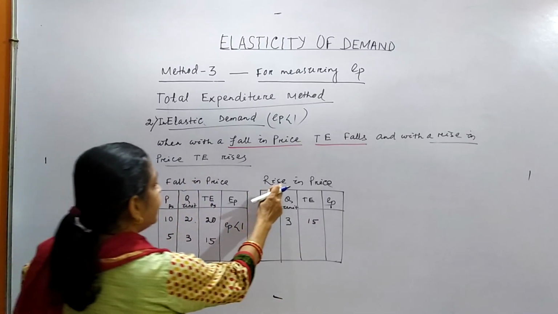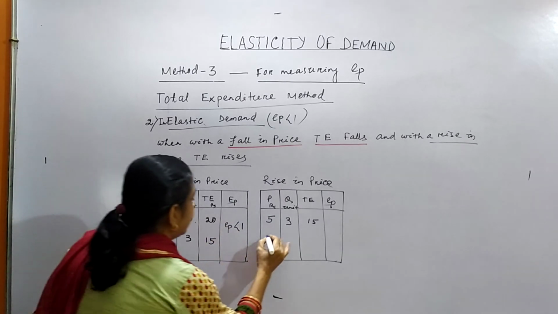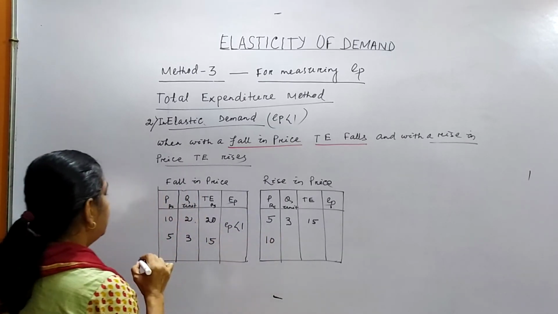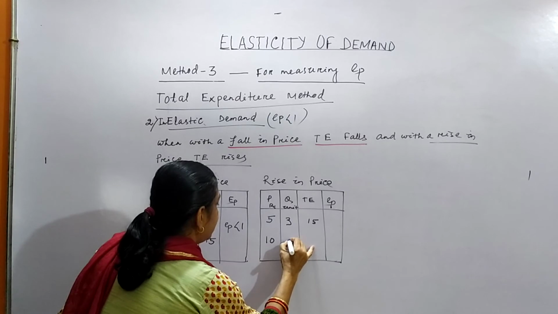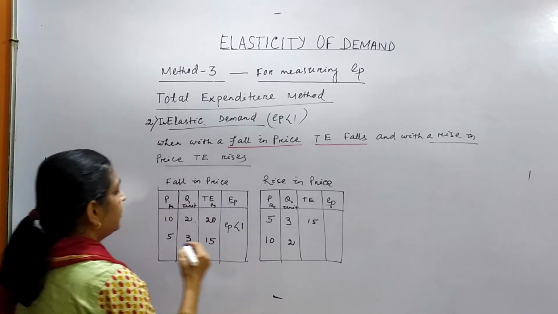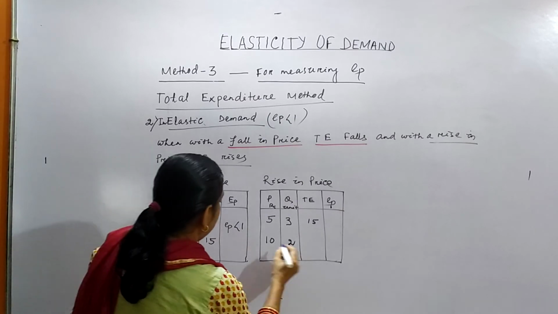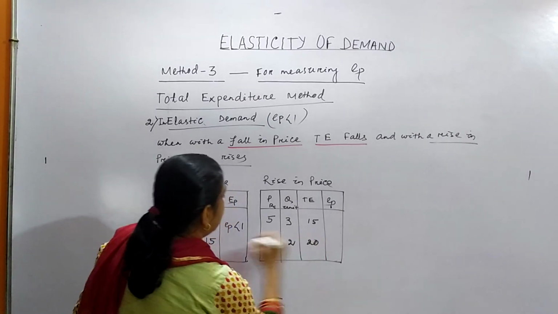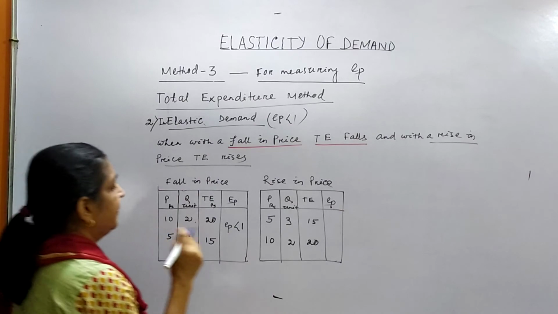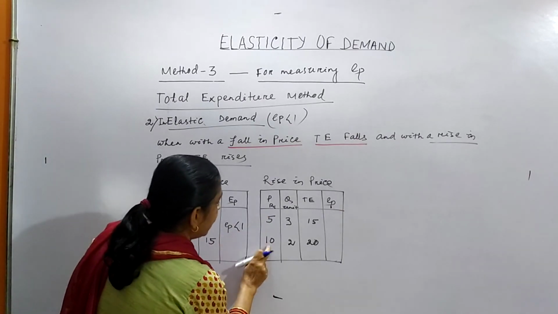Now the case of rise in price. Now price rises to 10. Now total units demanded is 2 units. Total expenditure is rupees 20. You see that price increases to double.